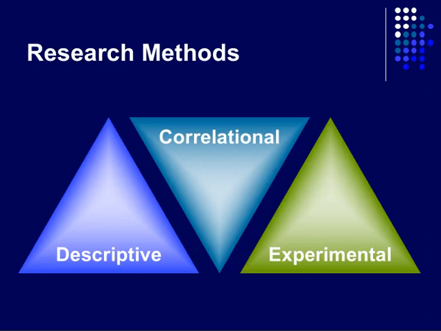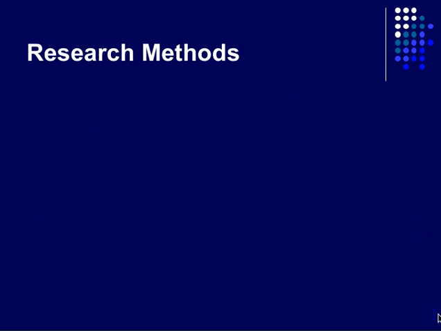Okay, folks, today we're going to be talking about the second category of research methods in this video, which are the correlational methods. We have covered descriptive methods in a previous video. We'll talk about experimental methods in a future video. And right now we're focusing on this second category of research methods, the correlational method.